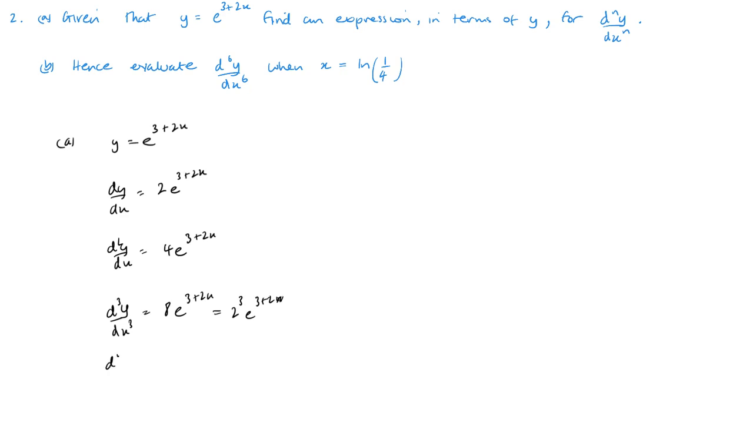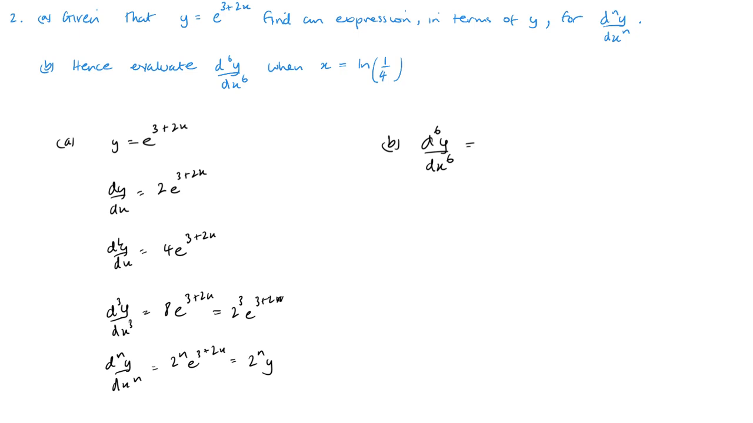Okay, so the nth one is going to be 2 to the power n e to the power 3 plus 2x, which is 2 to the power n times y. So that's part A done. So now let's do part B.